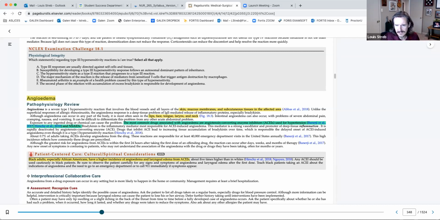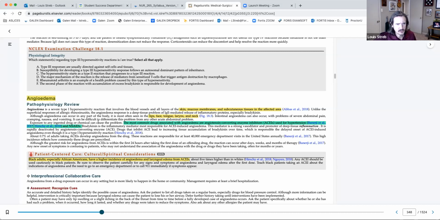Does it occur other places? Absolutely. You can get angioedema in your GI tract, so you can have abdominal pain, cramping, nausea, vomiting. There's all kinds of things. I think about Crohn's disease or things of that nature. I'm not saying it's the same, but it is an inflammatory response, and it can occur anywhere, even in your GI tract. So things for us to consider.